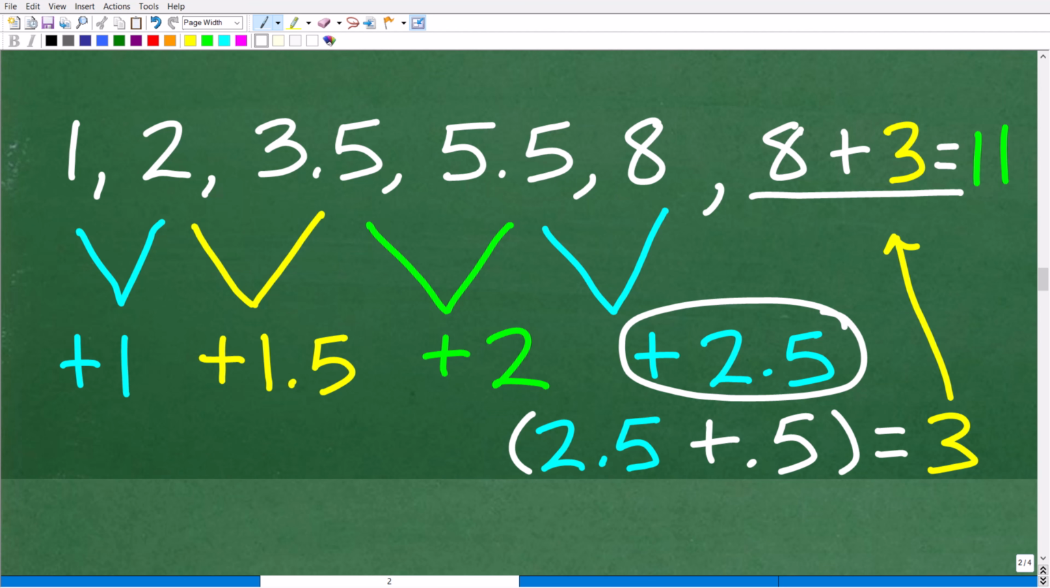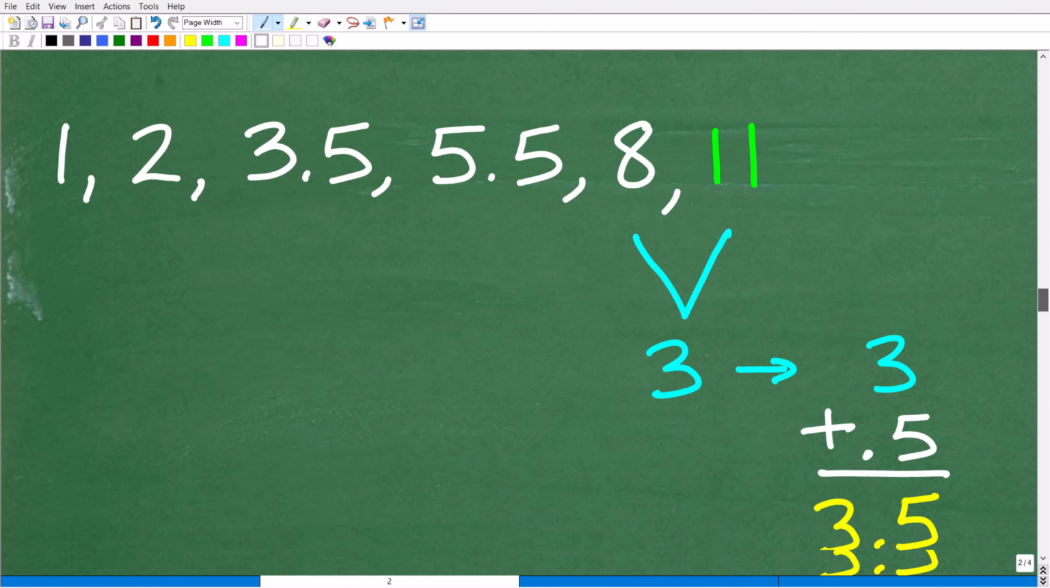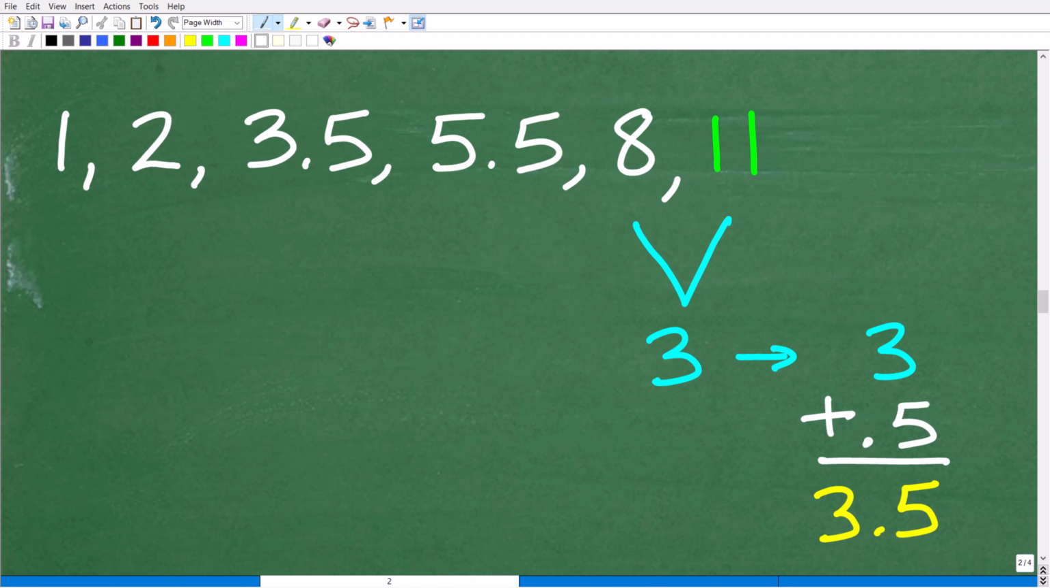For the next number, we take this 2.5 and add 0.5 to that increase. So 2.5 plus 0.5 is 3. So we're going to add 3 to this 8. 8 plus 3 will be the next number in our sequence, which is 11. If we understand that, then we can go ahead and get the rest of the numbers. So now we have 8, and then 11 is our next number.